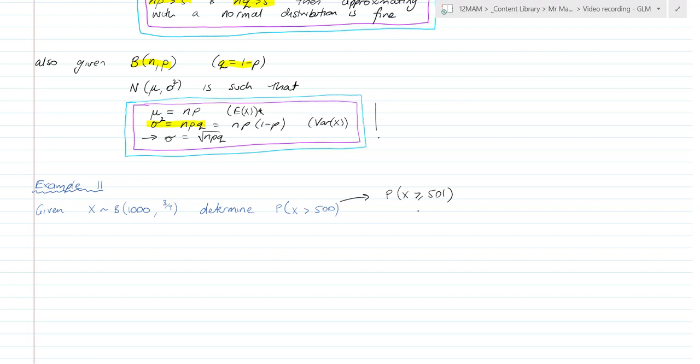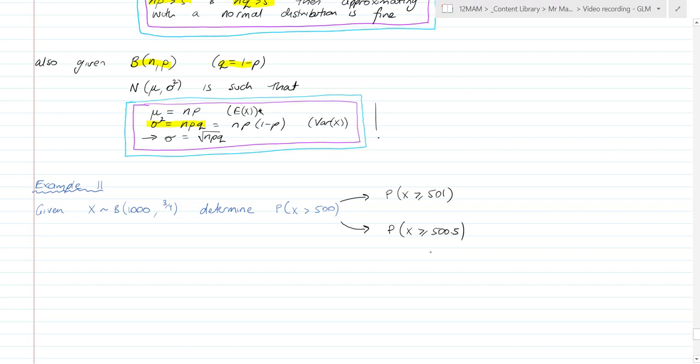We don't have 500.01 or 500.6. We only have 500 or 501. In a normal distribution though, remember normal is continuous, we will actually be calculating the probability that x is greater than or equal to 500.5.